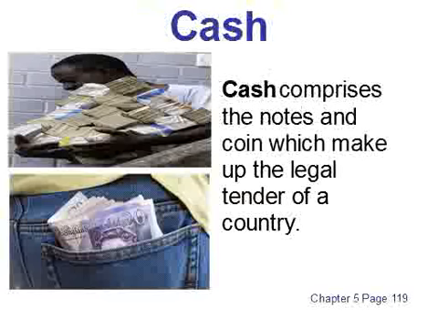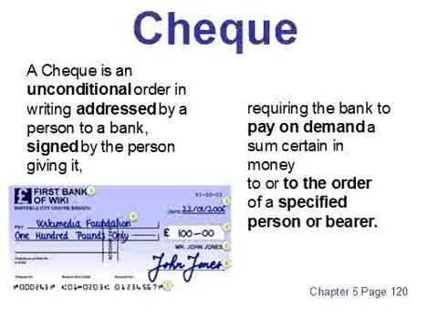Cash. Cash comprises the notes and coin which make up the legal tender of a country. Check. A check is an unconditional order in writing addressed by a person to a bank, signed by the person giving it, requiring the bank to pay on demand a sum certain in money to, or to the order of, a specified person or bearer.